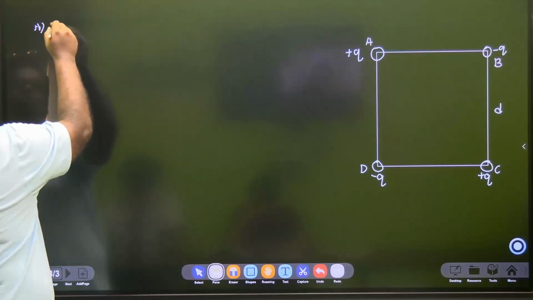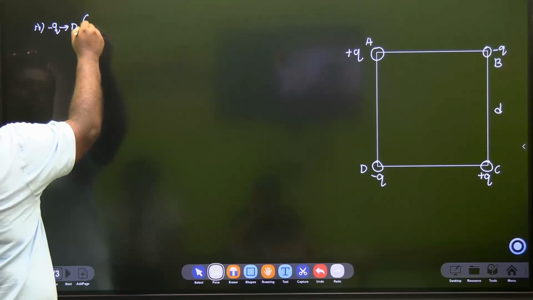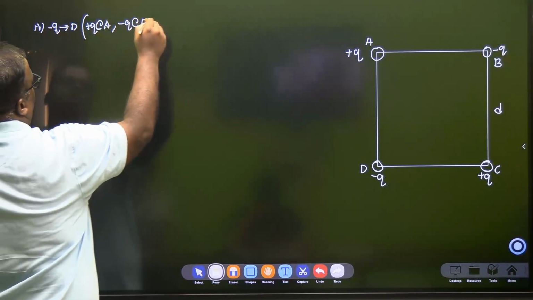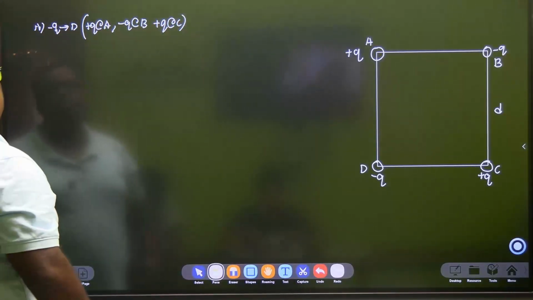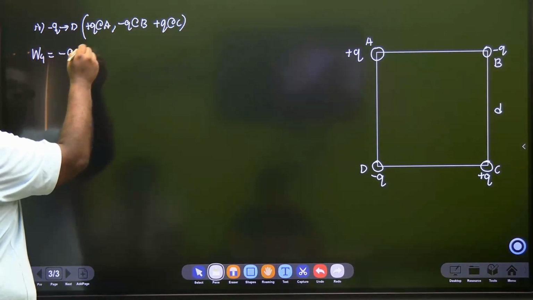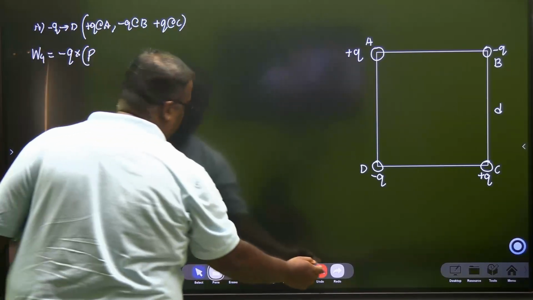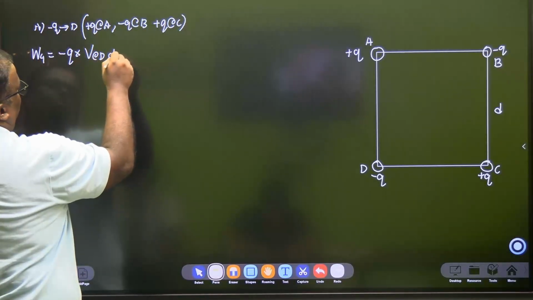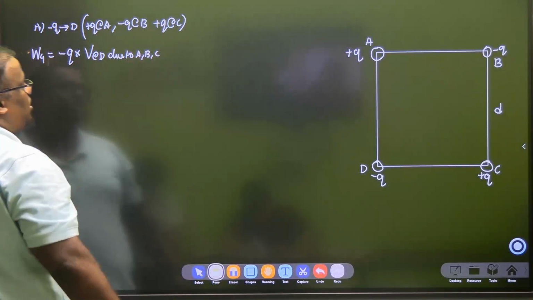Number 4 is a negative Q being brought to D with plus Q at A, minus Q at B, and again plus Q at C. So here the work done, W4, will be equal to the charge negative Q multiplied by the potential at D due to A, B, C.